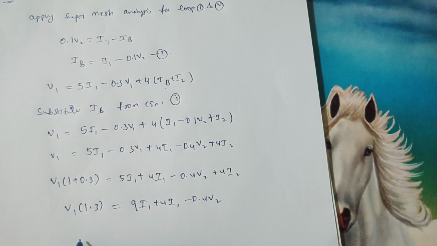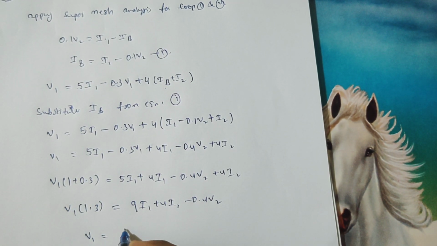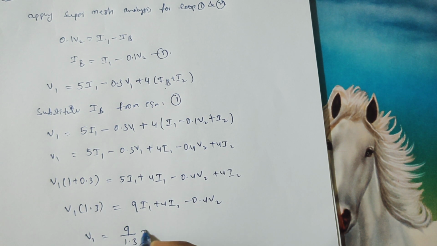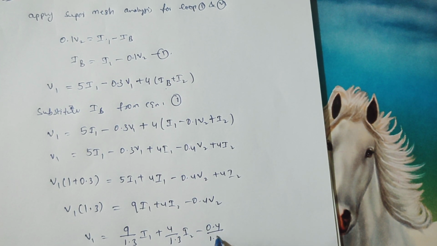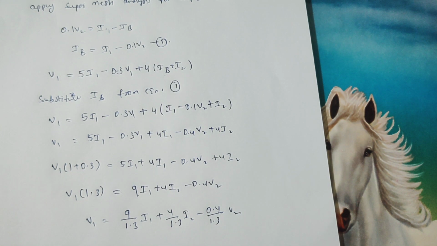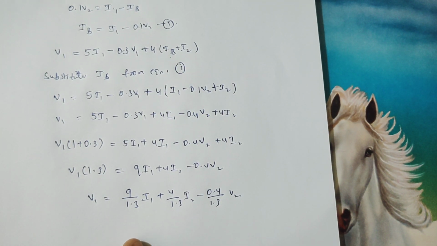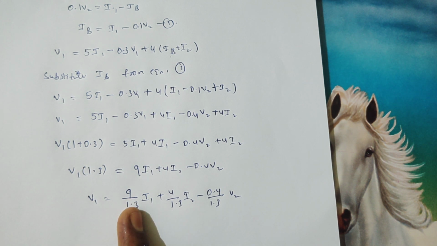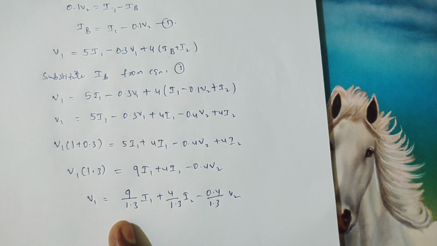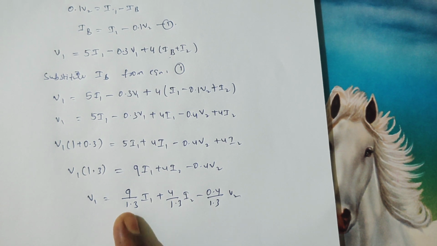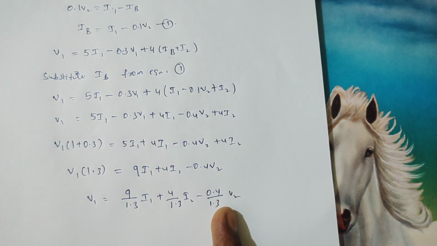Okay. So here we are getting V1 in terms of 9 by 1.3 I1 plus 4 by 1.3 I2 minus 0.4 by 1.3 V2. So here they are asking the Z parameters. Z parameter equations are in terms of I1 and I2: V1 is equal to Z11 I1 plus Z12 I2. Similarly V2 is equal to Z21 I1 plus Z22 I2. But here we have the extra term V2 now.